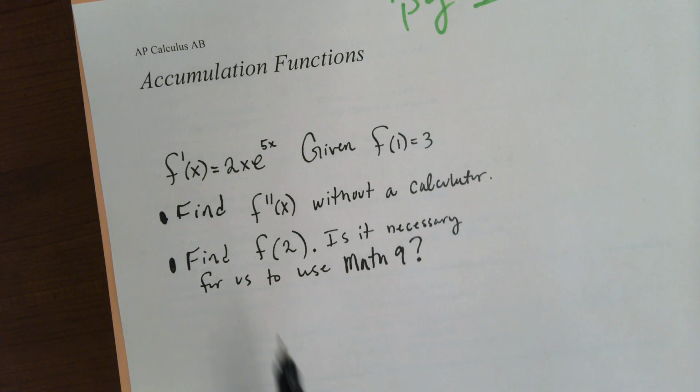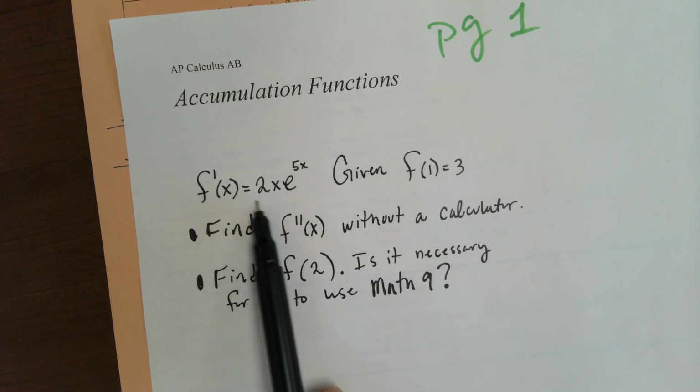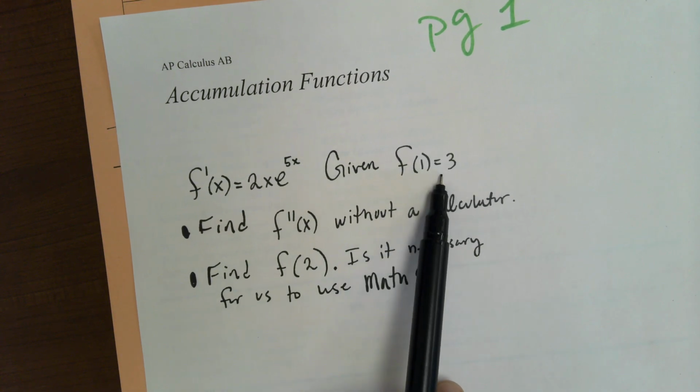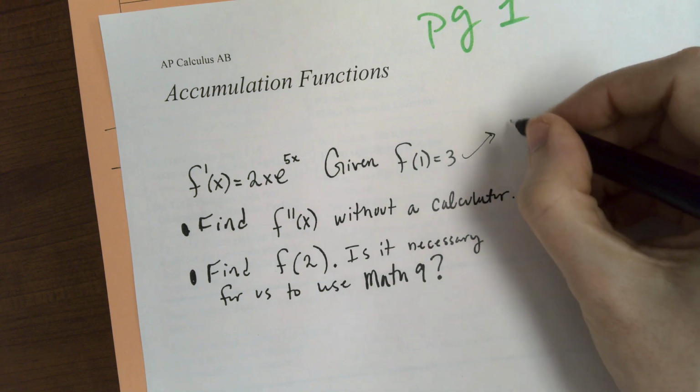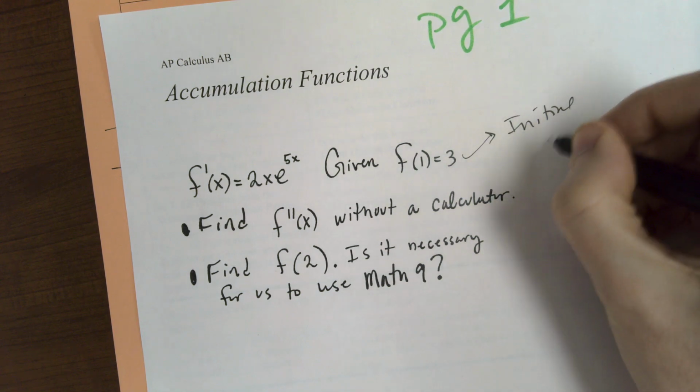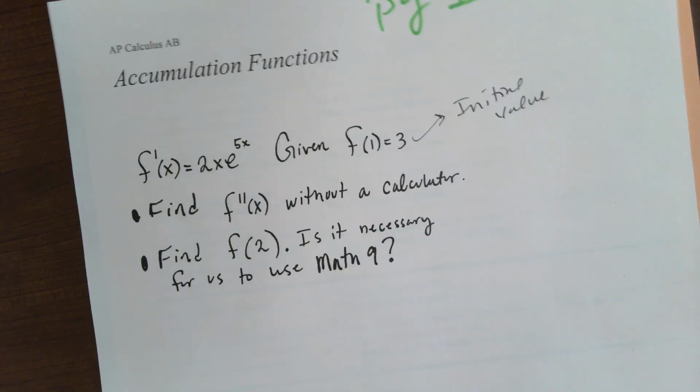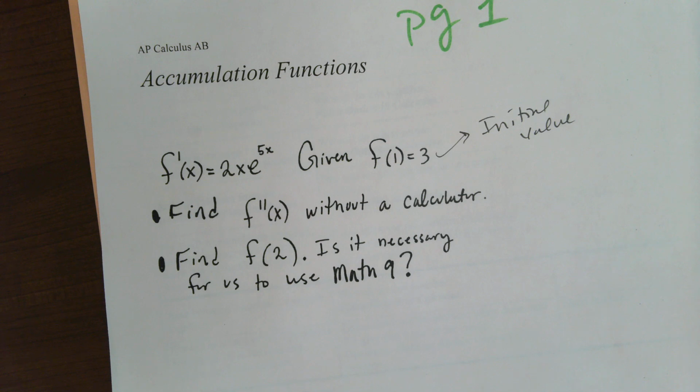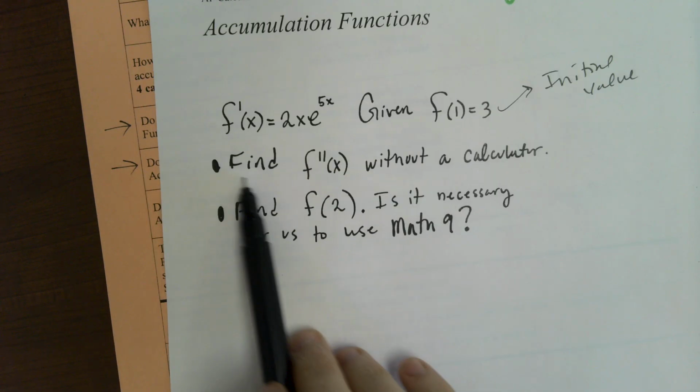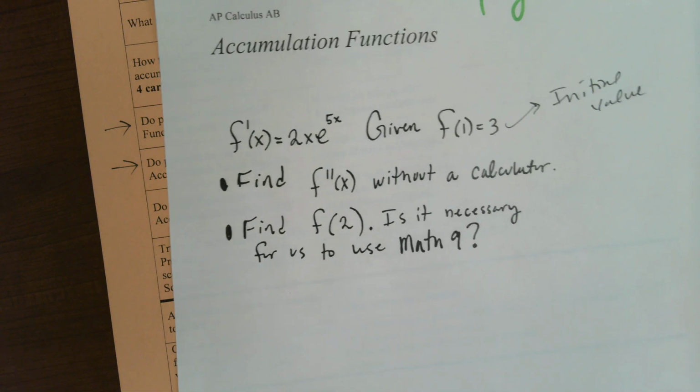And alrighty, so f prime of x is equal to this. And we are given that f of 1 equals 3. This is what they call an initial value. And if you have an initial value, that's great because it could help you go backwards to a specific antiderivative value if you have the derivative. So first they're asking: find f double prime of x without a calculator.